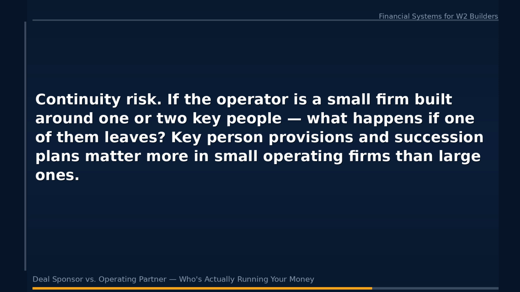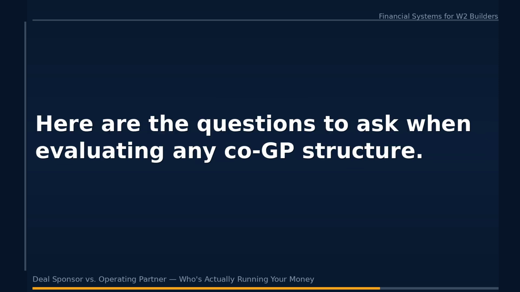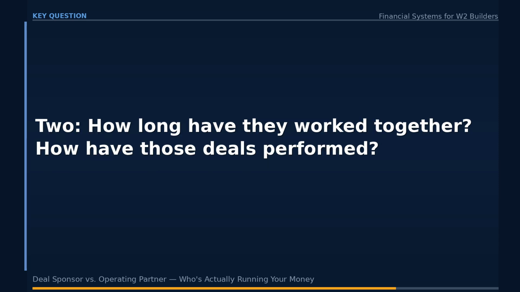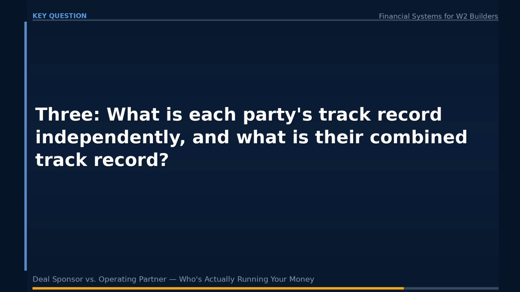1. Who are the two entities, sponsor and operator, and what is each one's specific responsibility? 2. How long have they worked together? How have those deals performed? 3. What is each party's track record independently, and what is their combined track record? 4. How is the GP promote split between them?